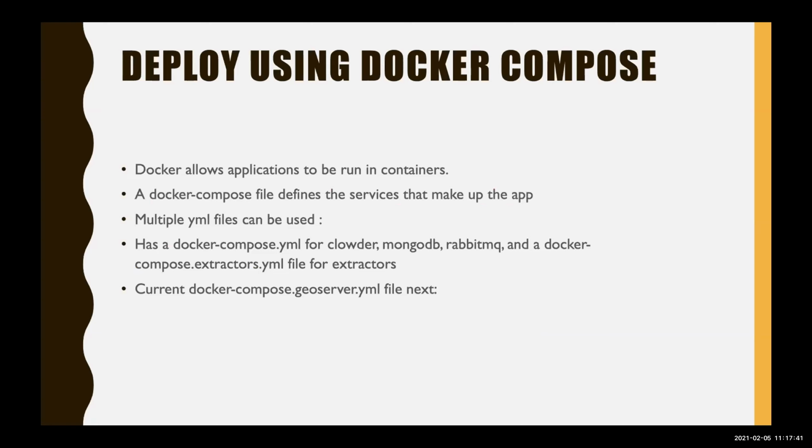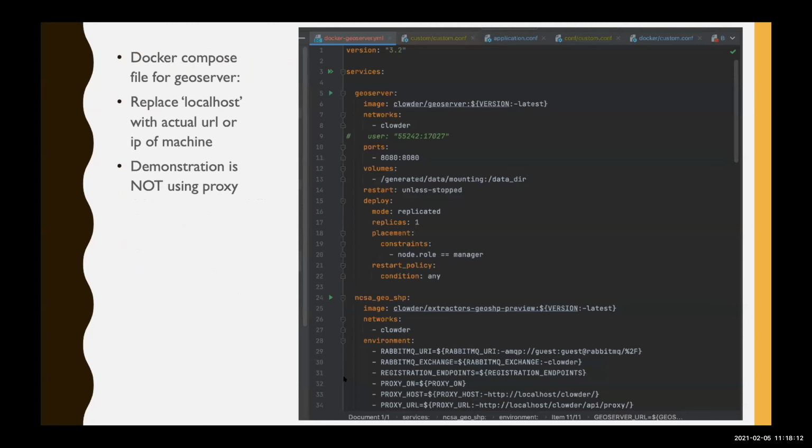So I'm going to deploy this using Docker Compose. For those of you who don't know or who don't use it that often, Docker allows applications to be run in containers. We do that for Clowder. The Docker Compose file will define the services that make up the app. So for Clowder, in our Docker Compose file, there's Clowder, MongoDB, RabbitMQ, and all of the other dependencies, as well as a Docker Compose file for the extractors, and then a Docker Compose file for the Geoserver. And here's the Docker Compose file for the Geoserver, or at least part of it.